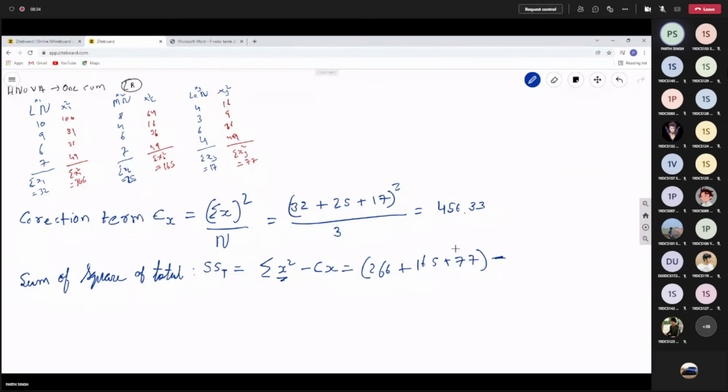And minus what we found, that is our correction term, 456.33. That is nothing but 51.67. Okay, this is our SST. After that we are going to find the next term, which is known as the sum of squares among groups. Let me just scroll it down. I hope you are writing meanwhile.